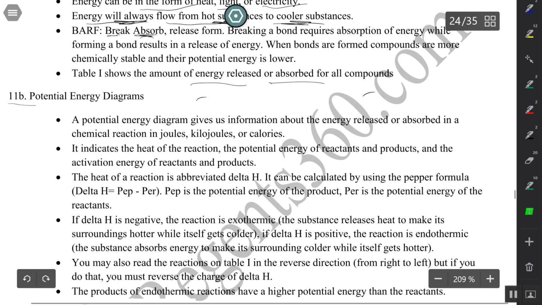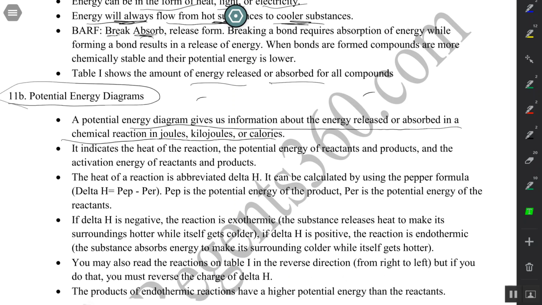Now, let's look at the potential energy diagrams concept. A potential energy diagram gives us information about the energy released or absorbed in a chemical reaction in joules, kilojoules, or calories. You can decide whether you want to use joules, kilojoules, or calories. Generally speaking, in Regents chemistry, we only use kilojoules or joules. That's it.